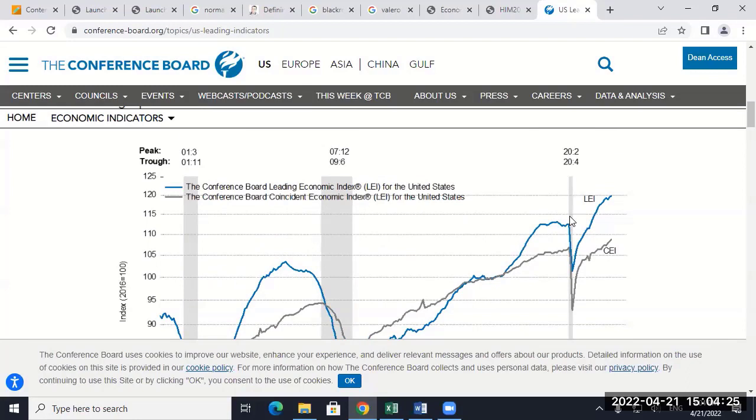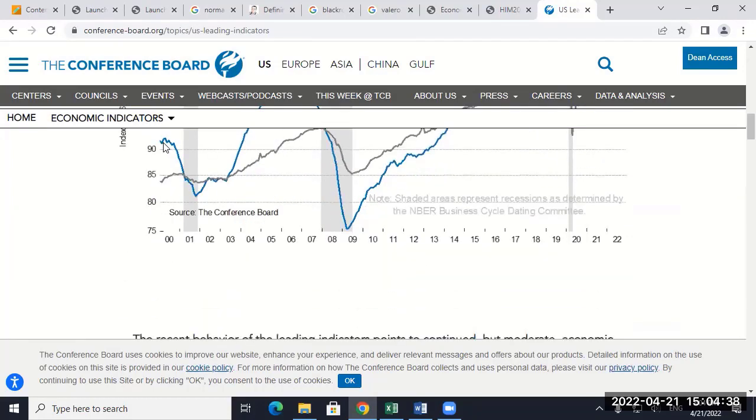How good of a job did it do here? It didn't do a very good job here. It did start declining, but why didn't it do a good job here? Because COVID just came out of the blue. Everything looked really, really good and then COVID hits. So sometimes it works, sometimes it doesn't. Here it worked pretty well, didn't it? The 2001 recession, it was declining probably a good 6 months out.